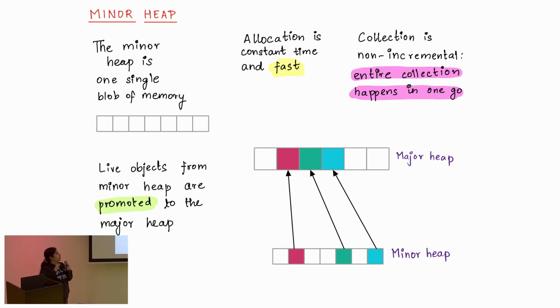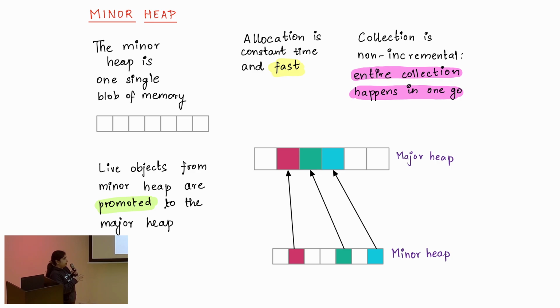Okay, so let's dive a bit into the details. Minor heap. As I said earlier, we have a small minor heap. The default size is something like 2 MB, and the GC also gives us hooks to adjust the size of the minor heap. So the minor heap is one single blob of memory on the hardware, and allocations are fast in the minor heap.